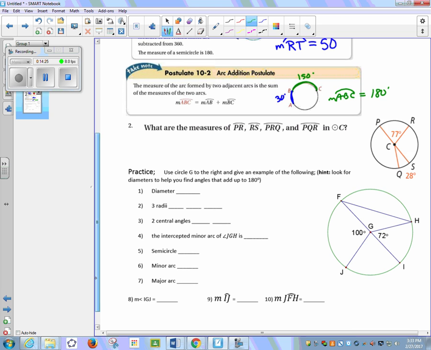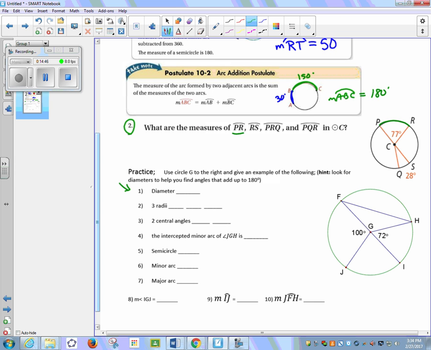Okay, so I'm going to do one practice with you here, and then you can pause the video and practice these on your own, and then unpause it and check your answers. But let's do this first one together. What are the measures of arc PR, RS, etc.?